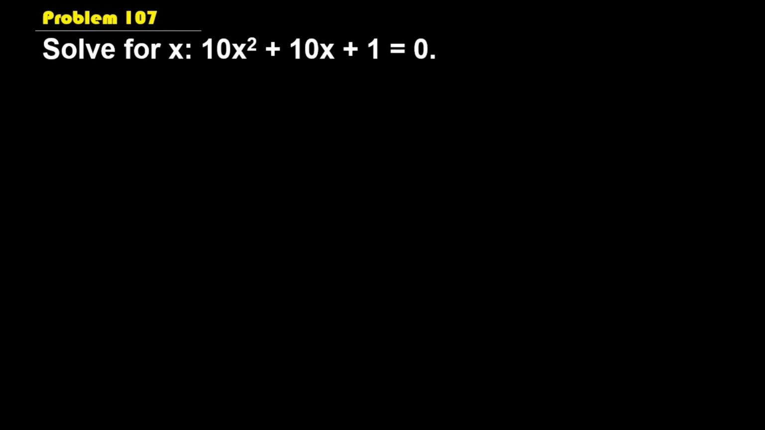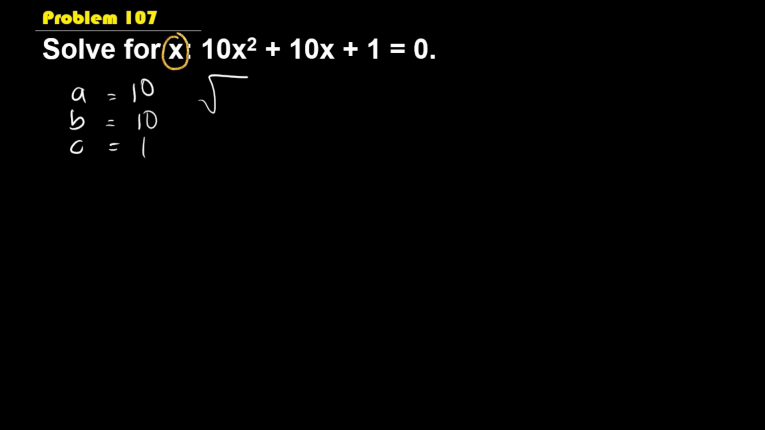So, for problem 107, so solve for x. Okay, para dito sa 10x squared plus 10x plus 1 is equal to 0. So, sa problem na to, I think kailangan mo talaga ng calculator. Okay? Pero hindi natin gagamitin yung shortcut ng pagkuha ng values ni x at gagamitin pa rin natin yung quadratic formula. So, let's find the values of a, b, and c. This will be equal to 10, 10, 1.